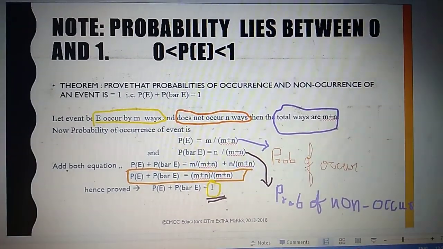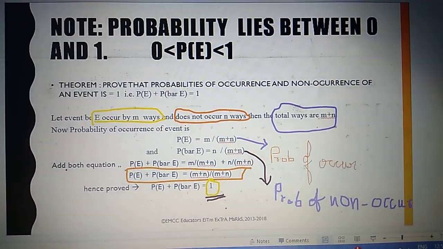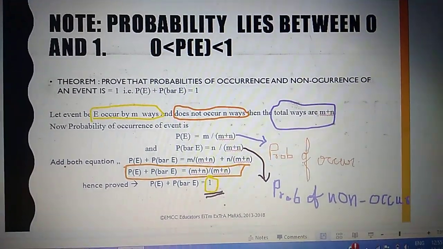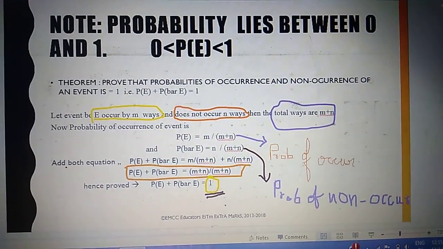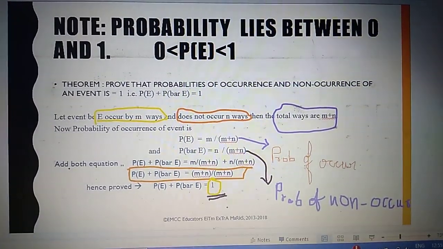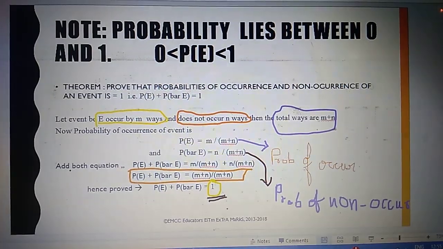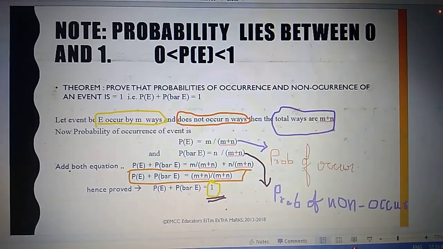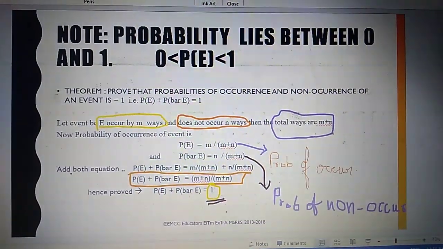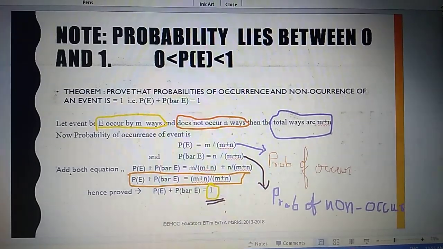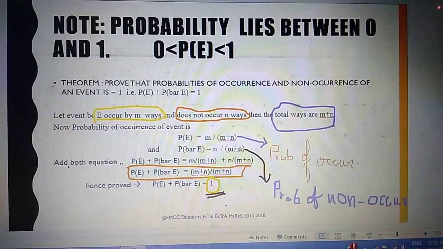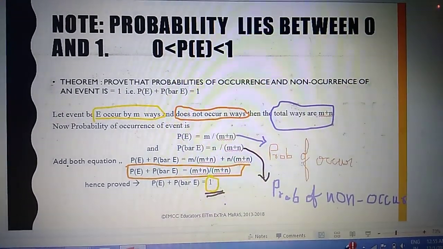So the probability of occurrence will be m divided by m plus n, and the probability of non-occurrence will be n divided by m plus n. Adding both equations, the probability of event E plus the probability of bar E equals m divided by m plus n plus n divided by m plus n. So P(E) plus P(bar E) equals m plus n divided by m plus n. So the total probability will be 1. This is the thing: that probability is always equal to 1.